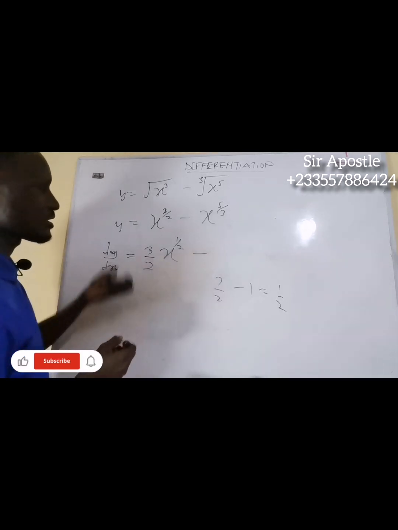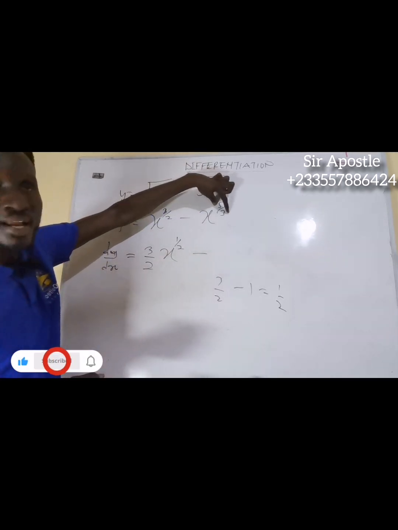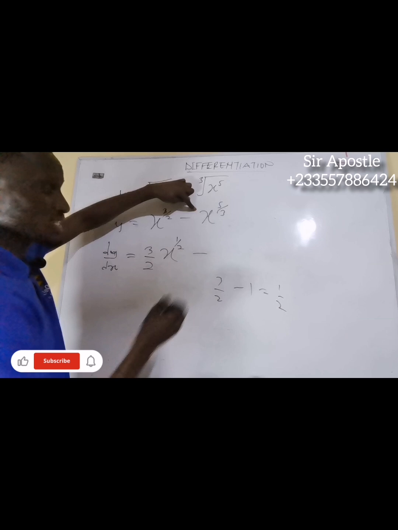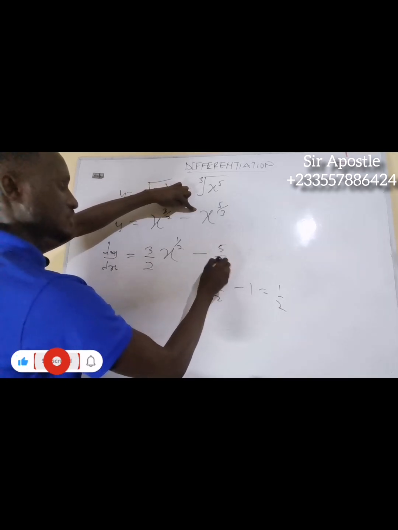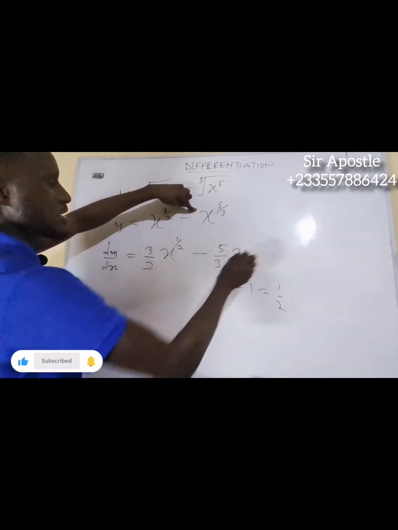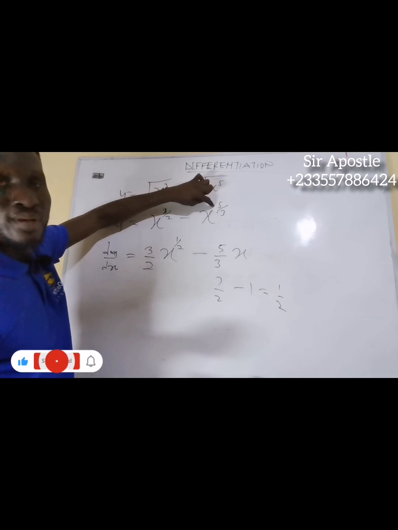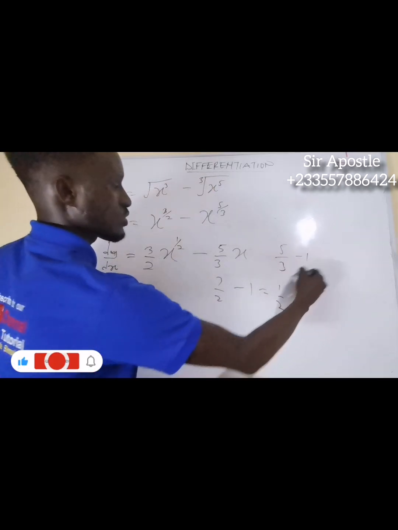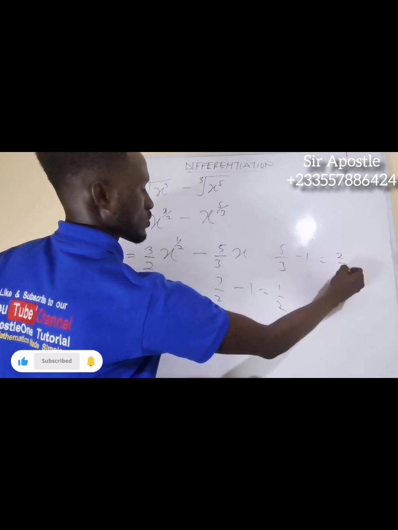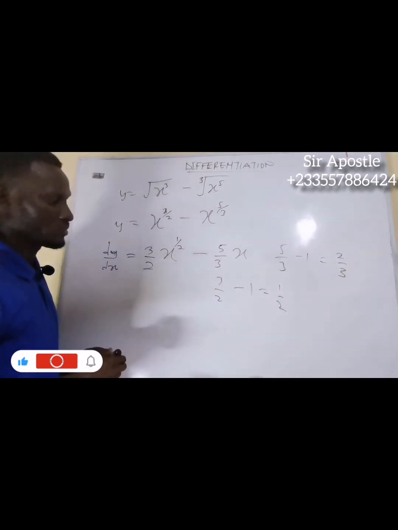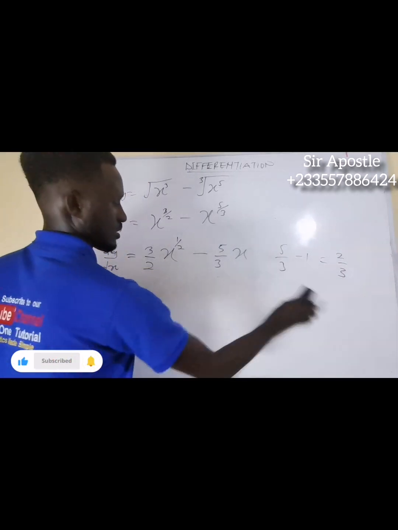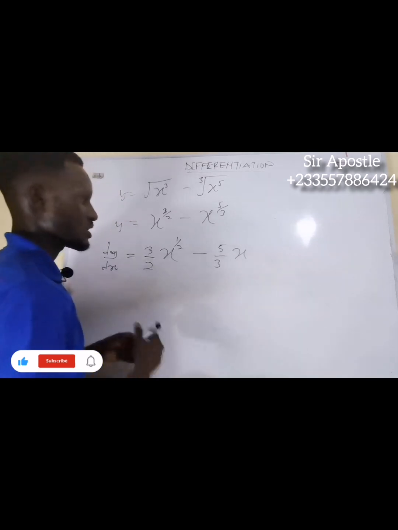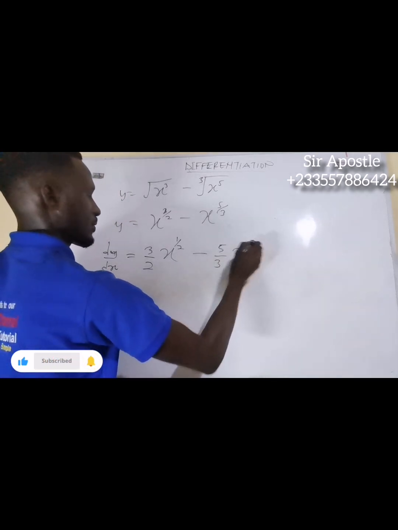Now minus, let's differentiate this one. You multiply the exponent by the coefficient. The exponent is 5, so 5 out of 3, right? X. Then we reduce the exponent by 1. So we have 5 over 3 minus 1. This one will give us what? This one will give us 2 out of 3. So here will be exponent 2 out of 3.